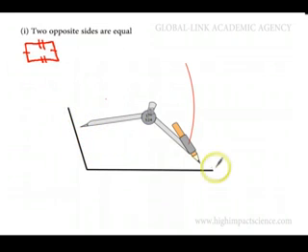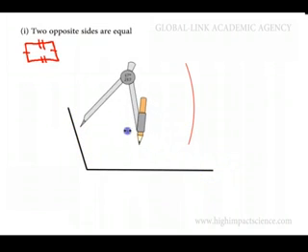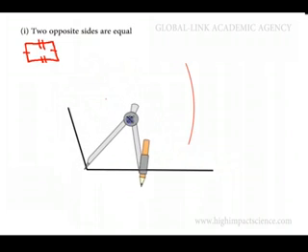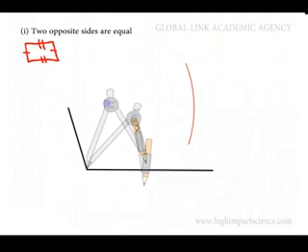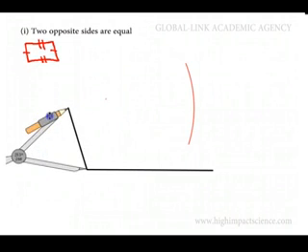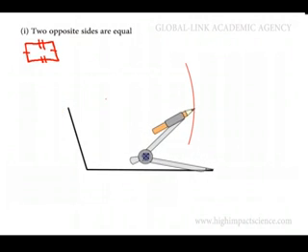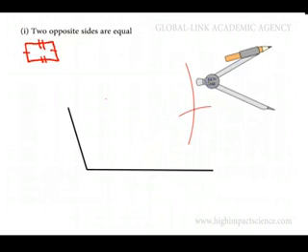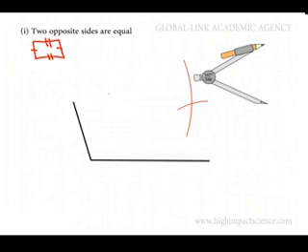Then I will copy this other side. I will measure this point and copy it here. And that's my point. So I just need to draw the two lines and have my figure complete.